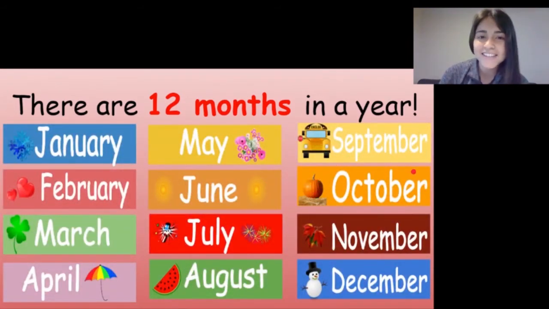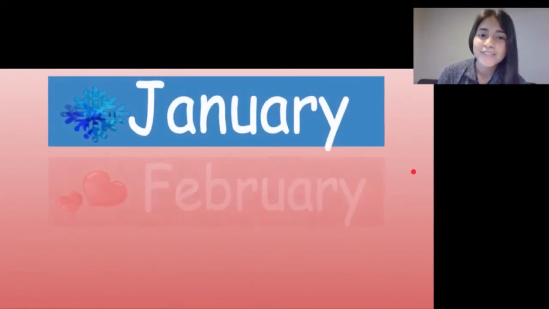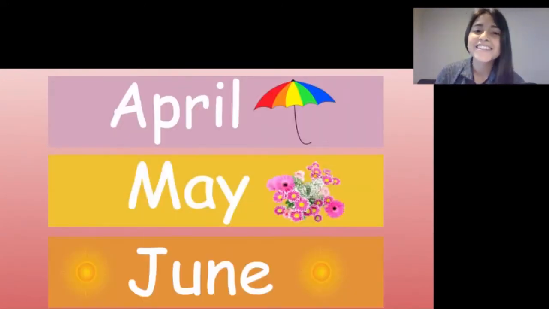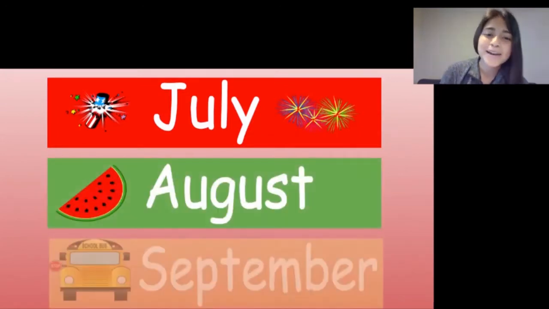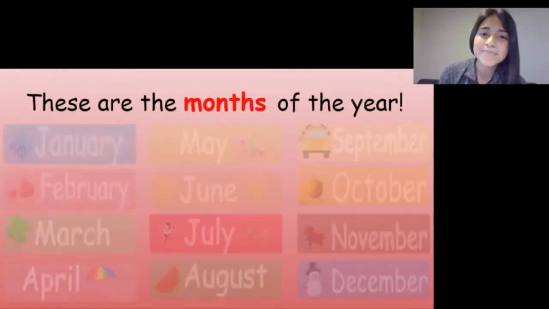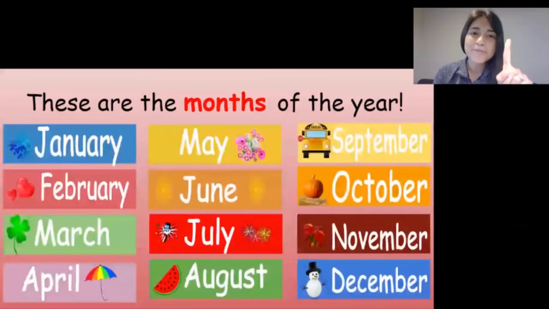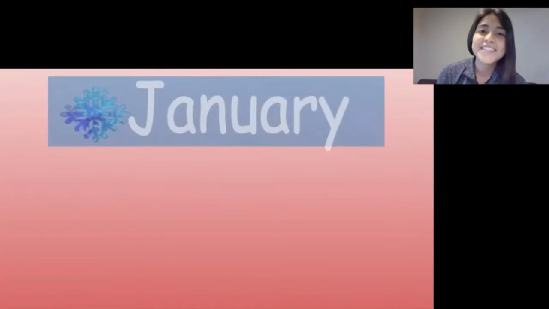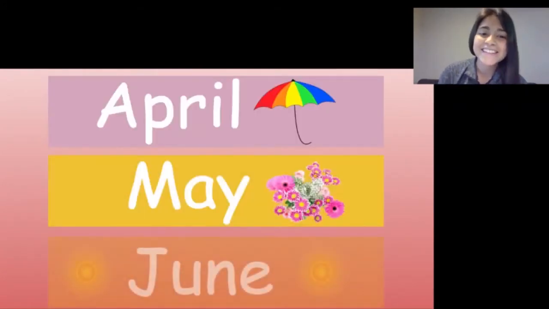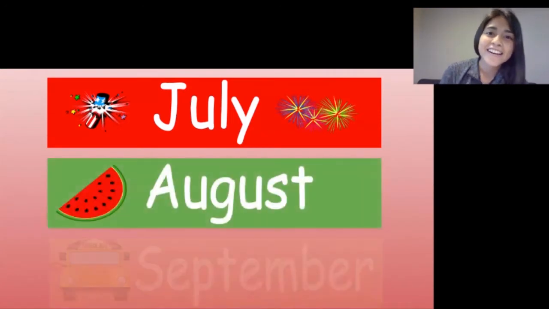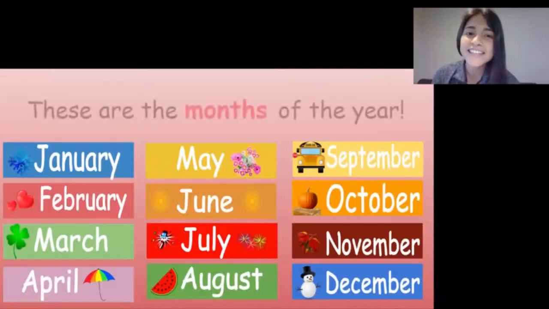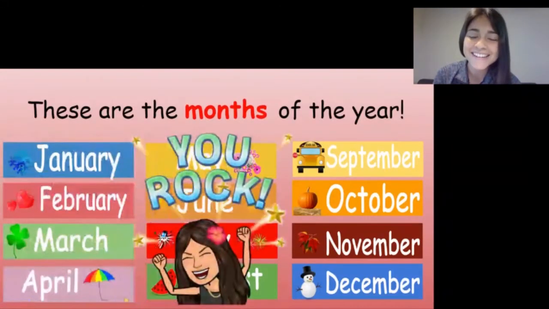All right, let's sing our song. January, February, March, April, May, June, July, and August, September, October, November, and December. These are the months of the year. All right, one more time. These are the months of the year.